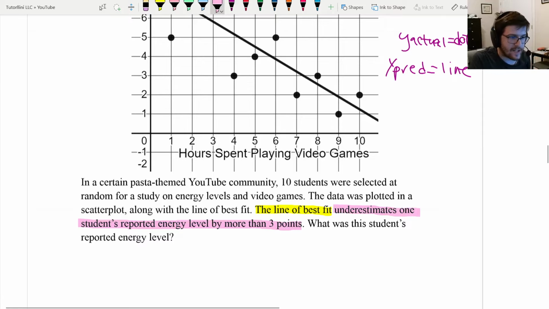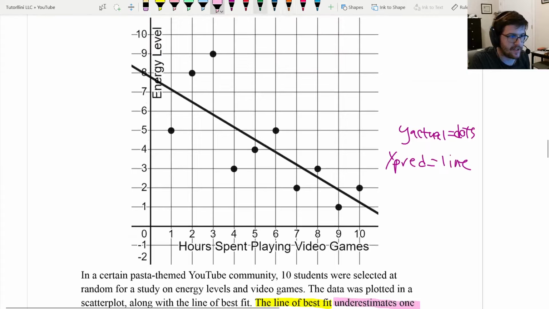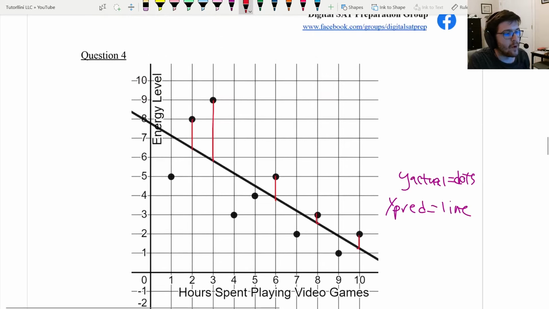So we're only looking at students that are above the line, because those are underestimates. I know that feels a little counterintuitive, right? So I'm going to look at all the ones that are above, and I'm going to draw little vertical lines. In statistics, we call this the residual. The SAT will never call it that because they don't expect you to know that word. And I'm going to pause for a second, and maybe you guys can see which one is underestimated by more than 3 points. So see if you can figure that out.